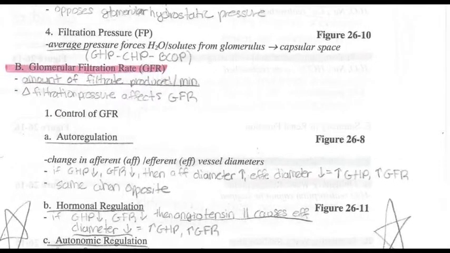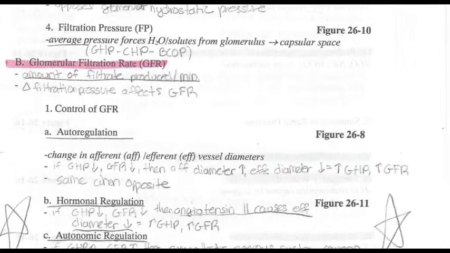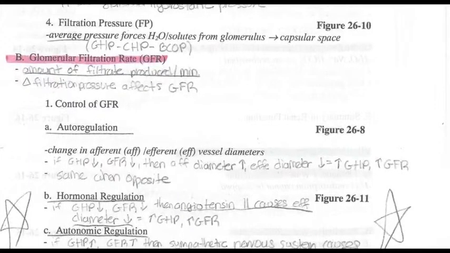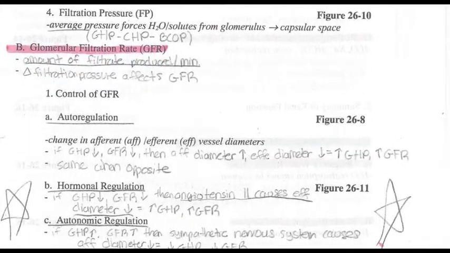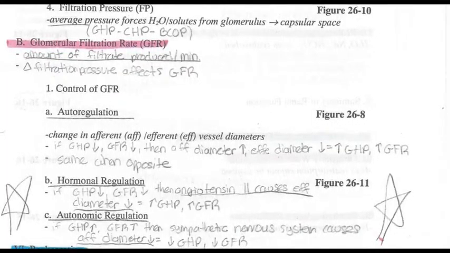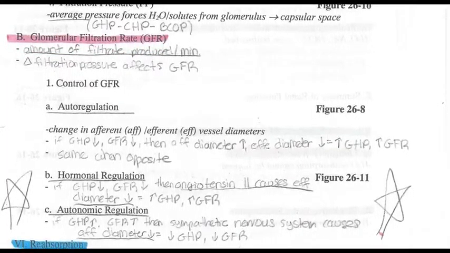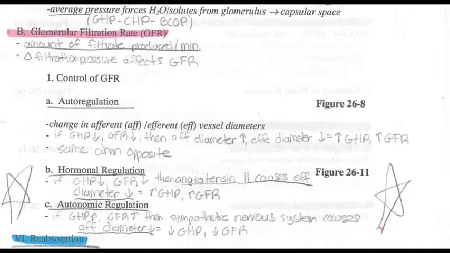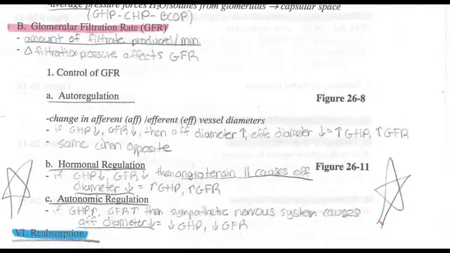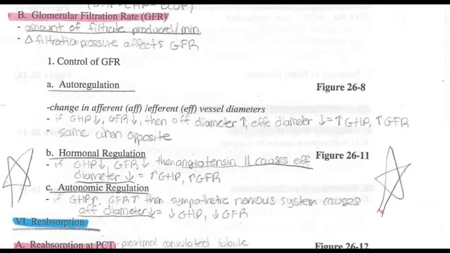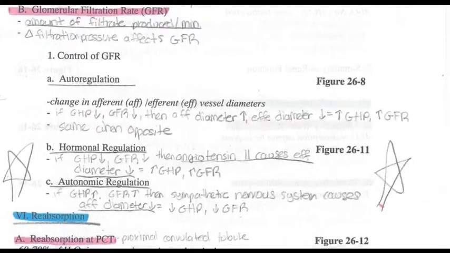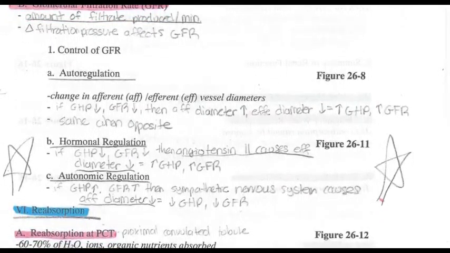Control of GFR. A. Autoregulation. A change in afferent and efferent vessel diameters. If GHP and GFR go down, then afferent diameter goes up and efferent diameter goes down. This will lead to an increase in GHP and GFR. The same works in reverse.